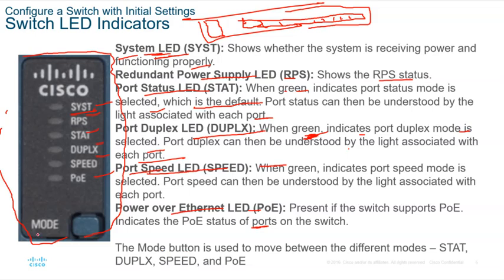The mode button, which is this one here, is used to move between different modes. As you can see, we have status, duplex, speed, and then power over Ethernet. So you can use these modes when you want to change the modes of different statuses.